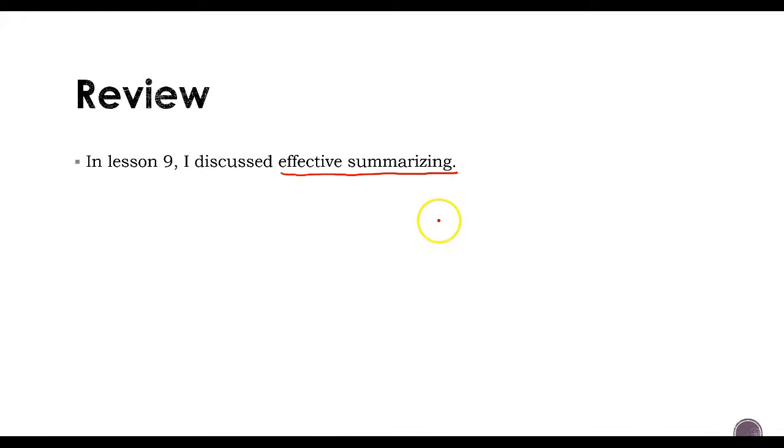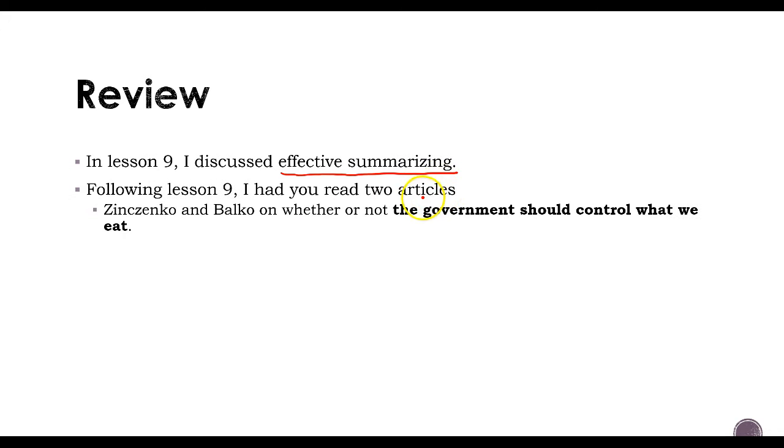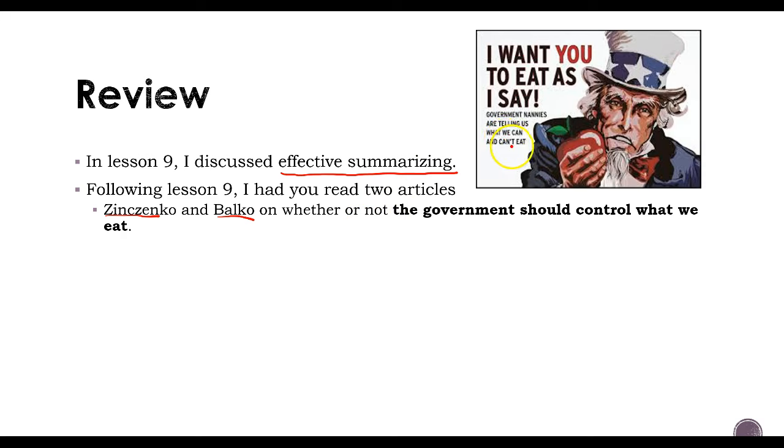Let's start off with a quick review. In lesson 9, I discussed effective summarizing, what you do to summarize effectively. And following lesson 9, I had you read 2 articles. One was by David Zinczenko and one was by Radley Balko, and they were both about whether or not the government should control what we eat.